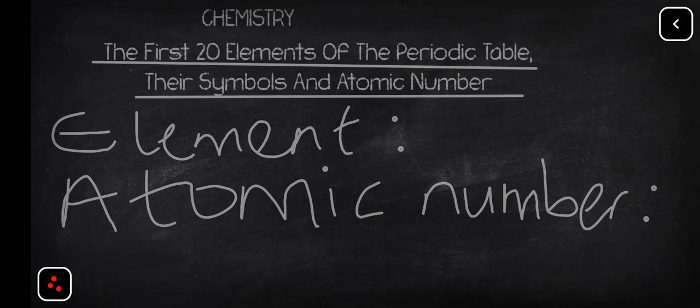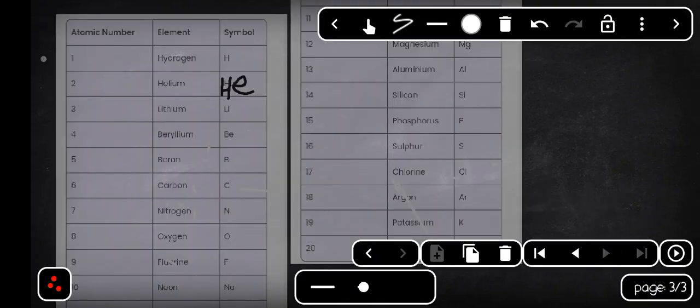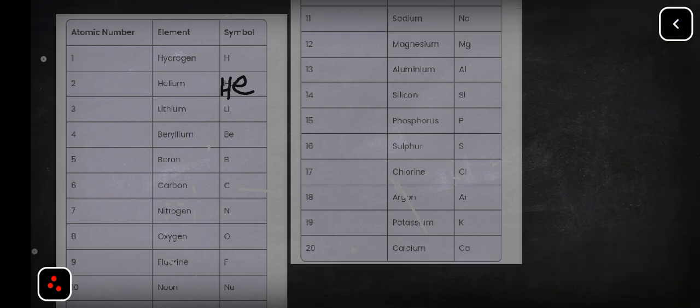So let's take a look at the elements. Here is a list of the first 20 elements. The first one is hydrogen, the second one is helium, followed by lithium, beryllium, boron, carbon, nitrogen, oxygen, fluorine, neon, sodium. We have sodium, magnesium, aluminum, silicon, phosphorus, sulfur, chlorine, argon, potassium, and calcium. These elements are arranged according to their atomic number.